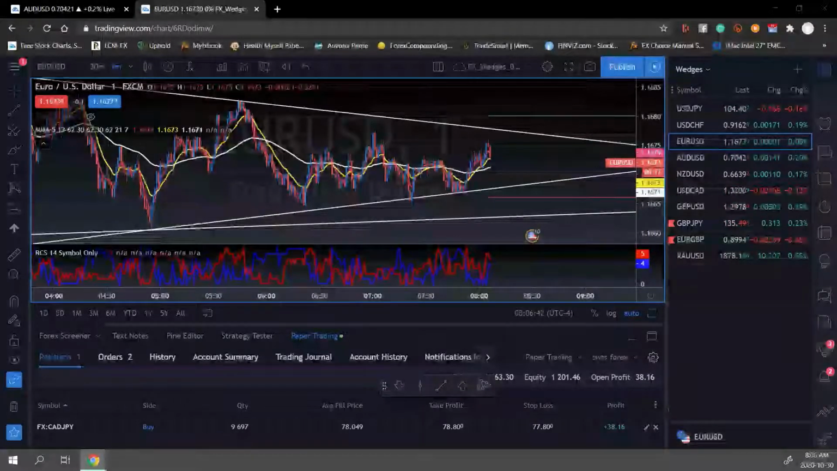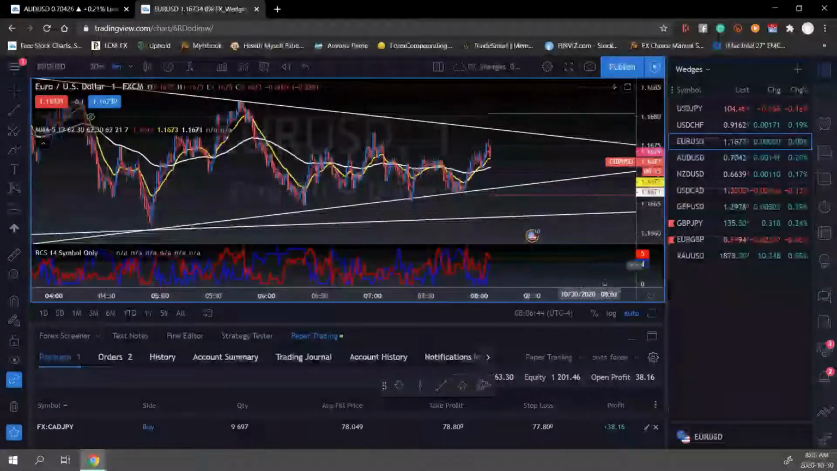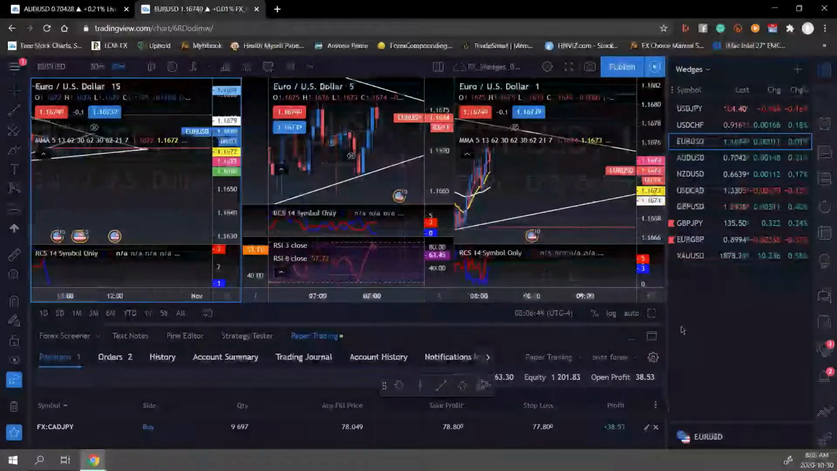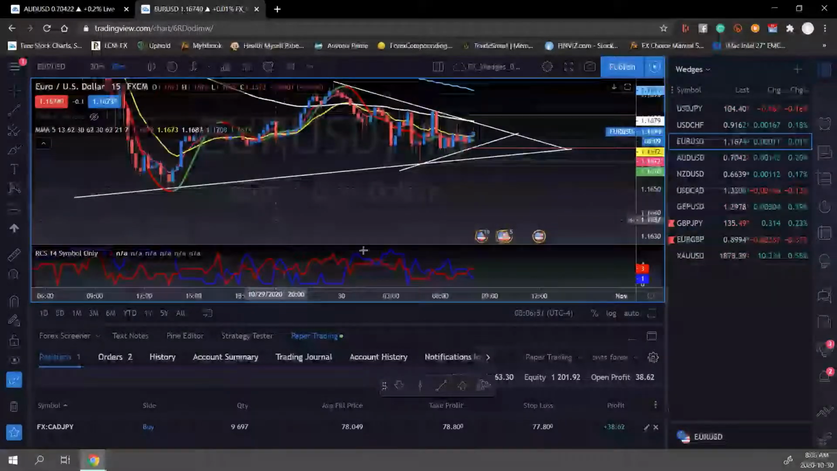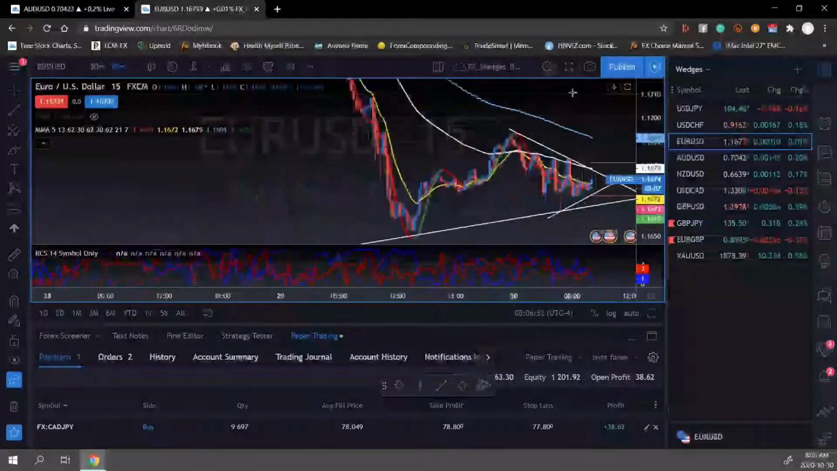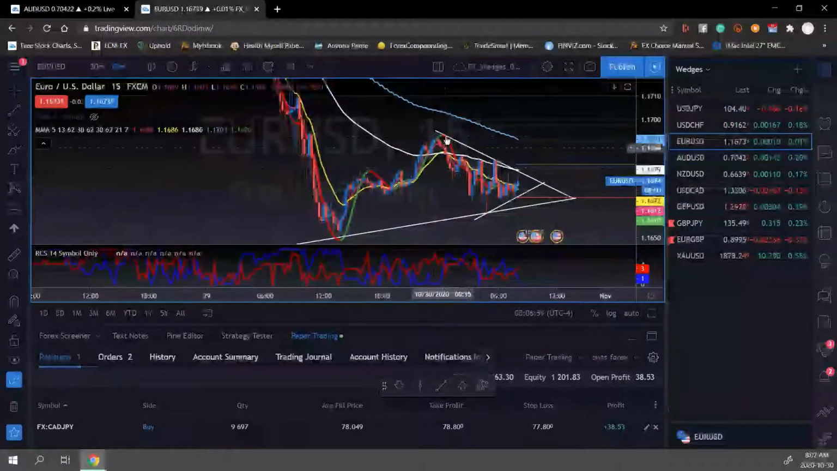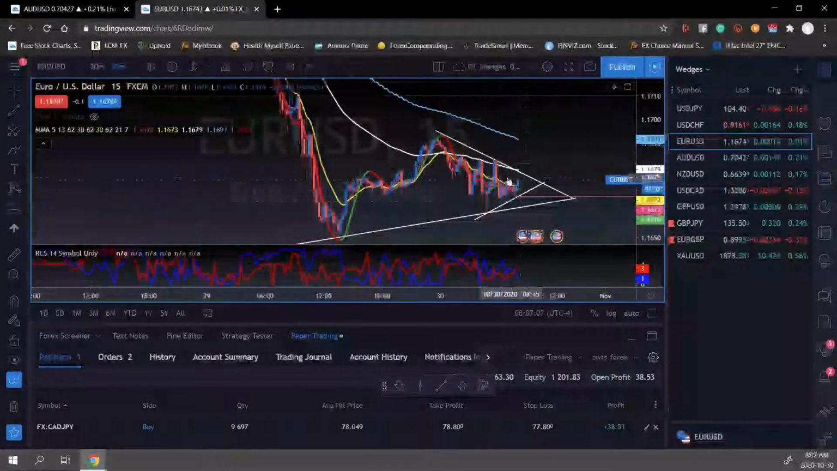It's been in some pretty serious consolidation, so I'm not going to be the first one to pull the trigger on this. You see how it came down, and now we have consolidation, and then up here is where we had a high. So now I'm just waiting for some kind of confirmation of the direction of the break.